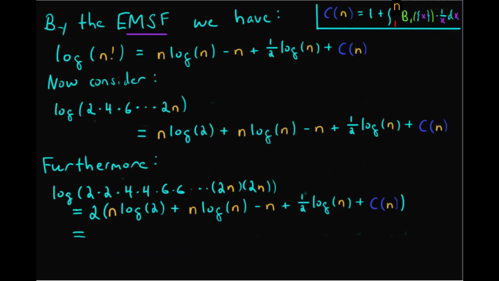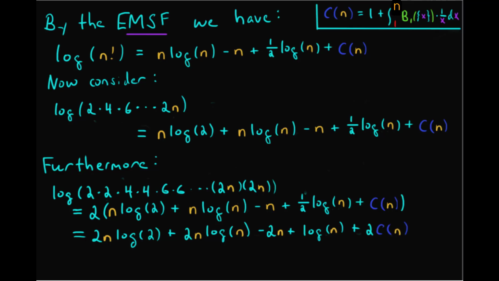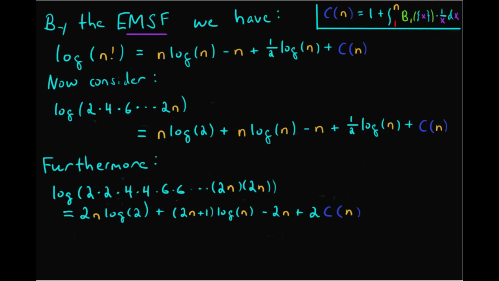So this new expression, the log of 2n double factorial squared, that'll just equal 2 times n log 2 plus 2 times n log n minus 2n plus 2 times 1/2, which is plus 1, times log of n plus 2 times c of n. Now I just want to simplify this expression a little bit. I have the term 2n log n and I have the term log n. I can combine those together to make 2n plus 1 log n. So let me just group those terms there. But now I have a 2n log 2 plus a 2n plus 1 log n minus 2n plus 2 times c of n. I'd like to get this even simpler.